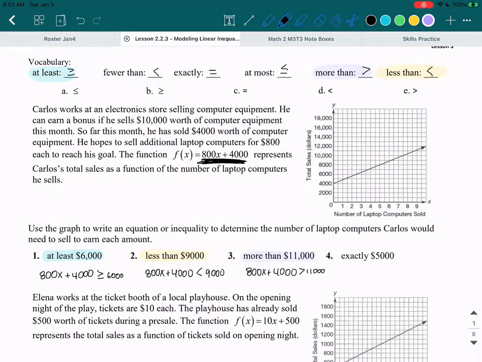And then last but not least, we want to see how much for exactly 5,000. So write out 800x plus 4,000. And then if we want it to be exactly, let's see which symbol to use. Exactly is, oh, look over there, it's the equal sign. So we want exactly 5,000, make it equal to 5,000.